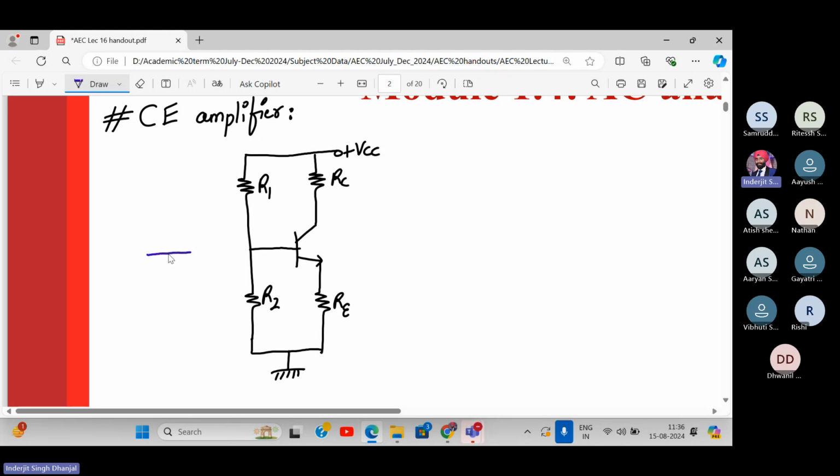Before connecting it to a source, we have to connect it via capacitors. Why do we require capacitors, anyone? Sir, to block DC signal. Yes, to block DC. So here are all the capacitors connected. There are 3 capacitors. This is CC1, CC2. These capacitors are the input coupling capacitor and output coupling capacitor. This CE is my bypass capacitor.